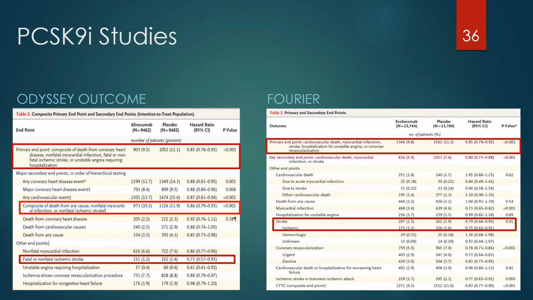Here are a couple of the endpoints discussed. There were statistically fewer cardiovascular events in the alirocumab and evolocumab groups. Also, composite death from any cause was less with alirocumab, and you did have fewer non-fatal or fatal ischemic strokes. Same thing you can see with the evolocumab. Stroke was statistically less in the group treated with that as compared to the group treated with just a statin plus placebo.